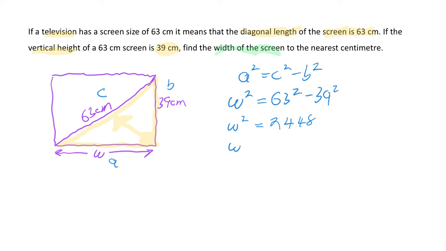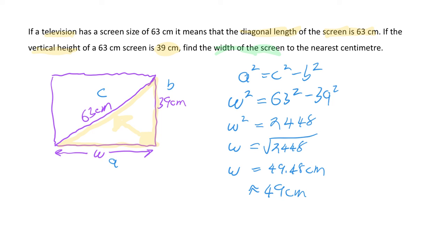2,448. To find W, I need to square root both sides. So the square root of 2,448. So W is going to equal to 49.48 centimeters. Rounding to the nearest centimeter, that's going to be 49 centimeters.